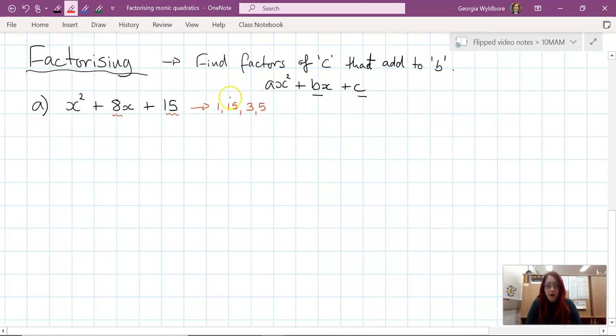So do we have a pair here? So this is one pair, this is our other pair, that add to 8. Well, 3 and 5 add to 8. So 3 and 5 are the factors that we want. We now just write that. So our third success criteria was writing it as a binomial product. This just means it's a product of two things, basically. So we're writing it.